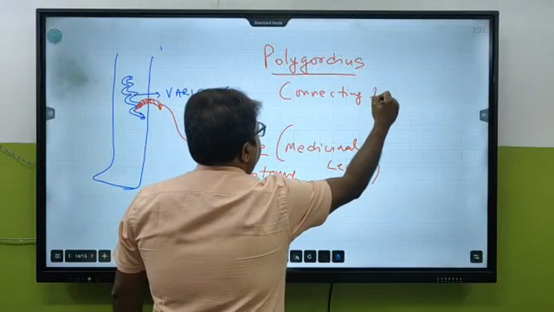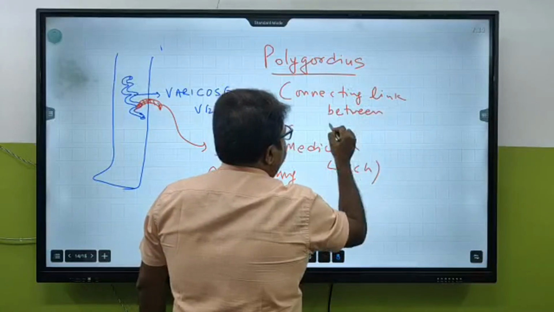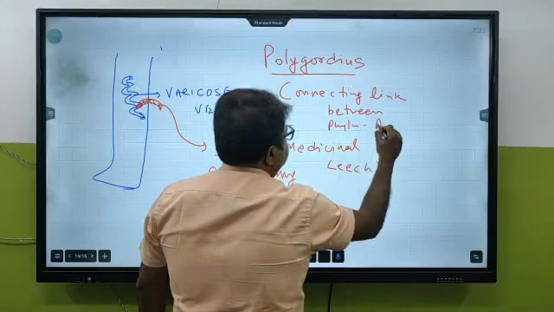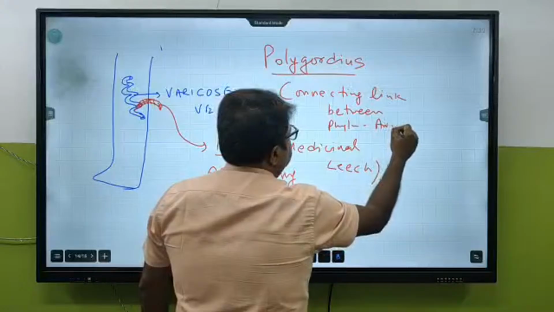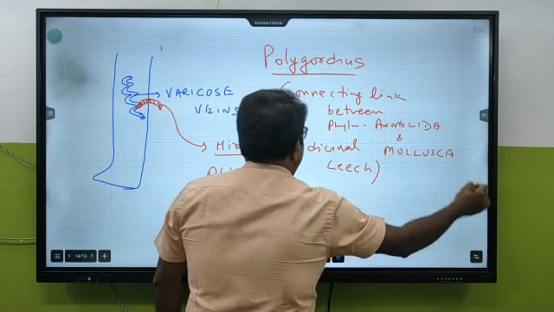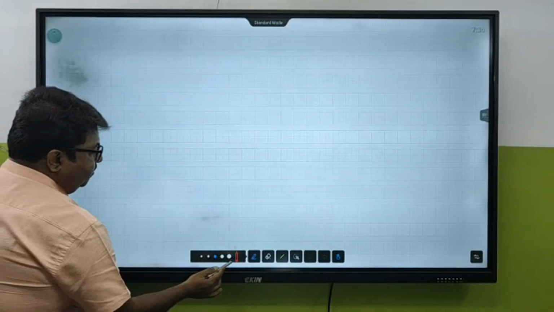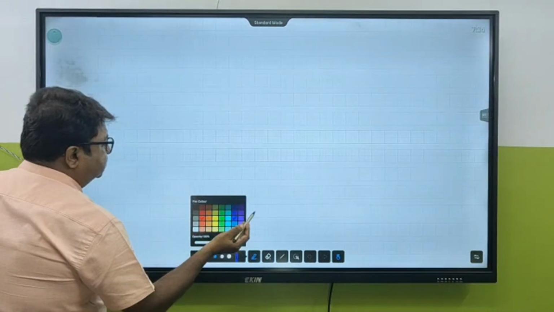Polygordius is a connecting link between phylum Annelida and Mollusca. Clear?